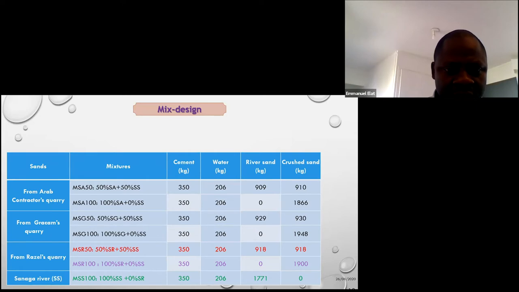Now I'm presenting the composition of mortars. We just focus on the formulations corresponding to mortars with 50% of river sand and 50% of crushed sand, 100% of crushed sand and 100% of river sand. As we said, the cement content was kept constant for all mixtures, and the water was also kept constant.